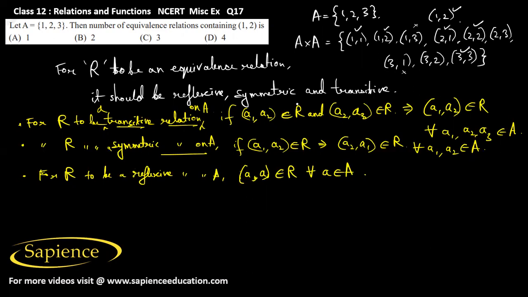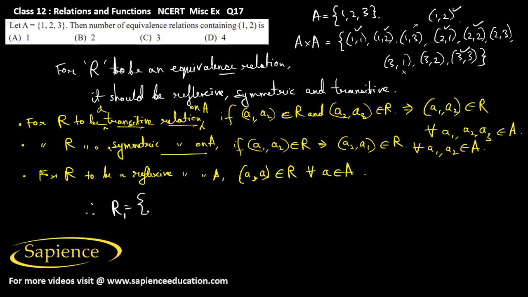But here it is told that R should be an equivalence relation, so it should be transitive also. So it means that if (1, 2) is there and (2, 1) is there, and (2, 3) is not there, so we don't have to think. So therefore, one relation we can get like this.